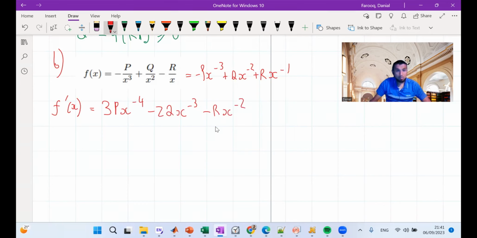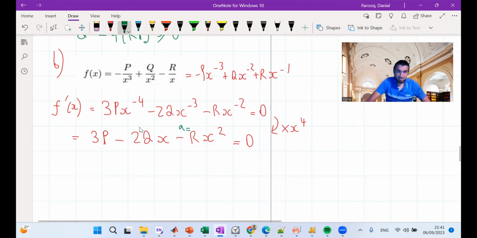Okay, now we want this to equal 0 for stationary points. And then we want to multiply everything by x to the power of 4, similar to how we did last time, to get rid of all these negative powers. So that would be 3p minus 2qx, because 4 plus the minus 3 would be 1, so x to the power of 1, which is just x, and then minus rx squared, which equals 0. Conveniently, we again have a quadratic expression, and this would be a, b, and c when we're looking at ax squared plus bx plus c.